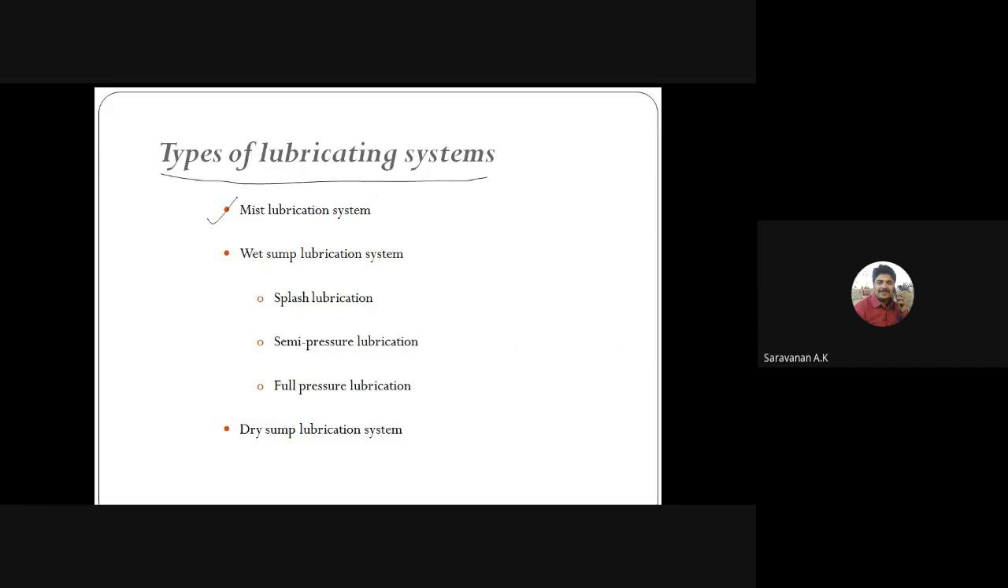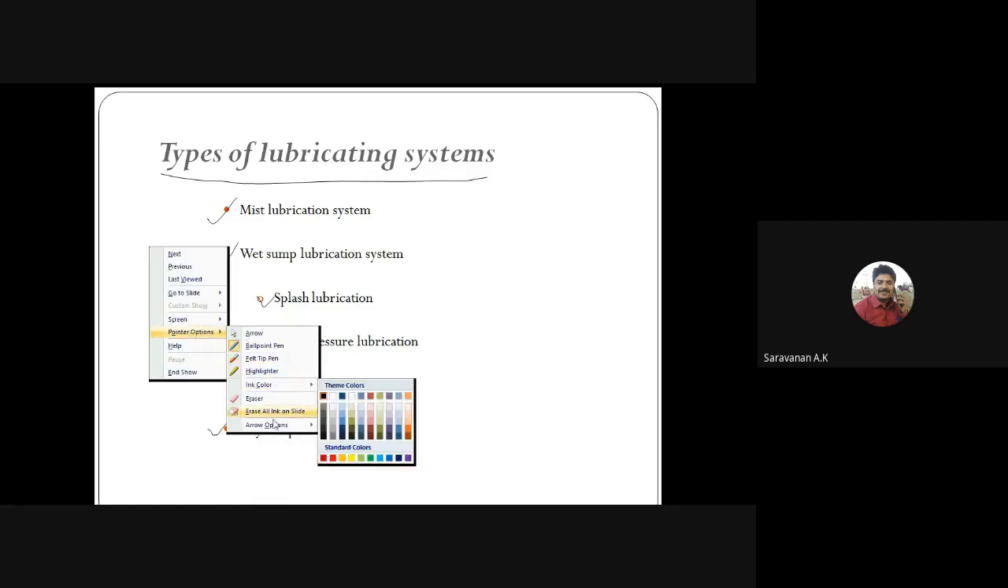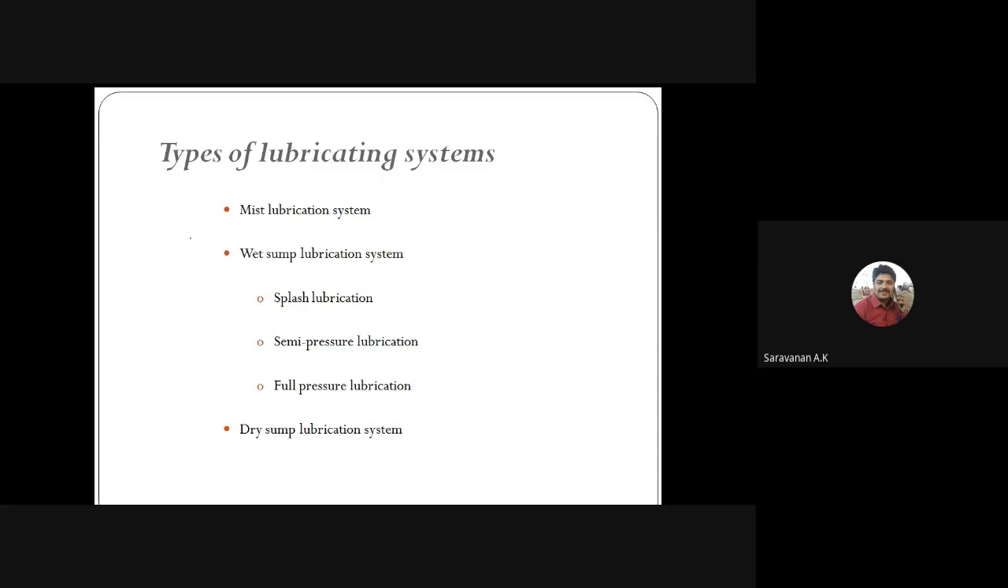Each of these is an individual 8-mark question from the examination point of view, each a different type of 8-mark question. These are all short brief questions. For a 2-mark question: the classification of the lubrication systems used in the IC engine.